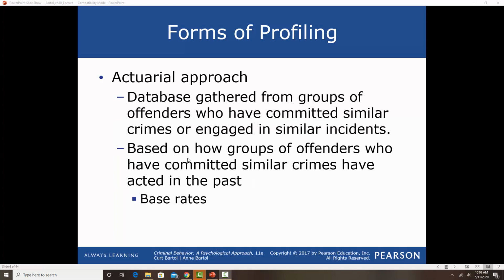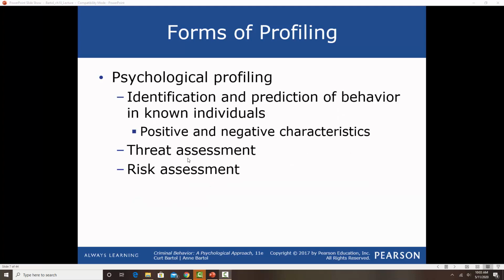And again, the actuarial approach is looking at statistics that have been gathered on groups of similar offenders or similar crimes, called nomothetic data. So psychological profiling is to identify and be able to predict the behavior of known individuals. So the goal is to identify and predict behavior.